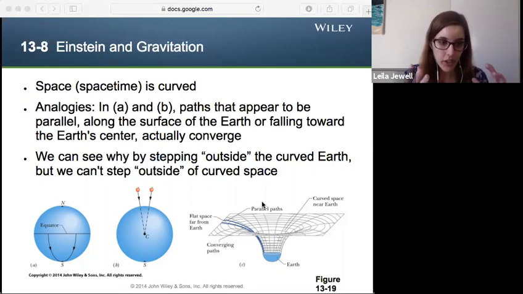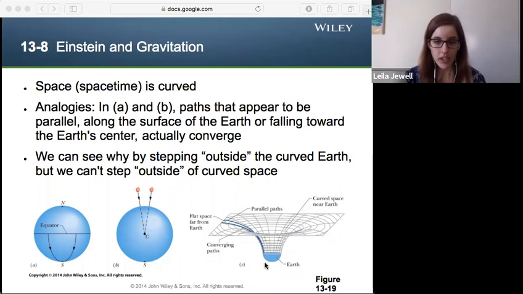Since we're not on those ships, we're outside the ships, we can see, oh, they're traveling on this curved surface. And so, based on that curved surface, they are going to get closer and closer as they're getting there, right? We're able to step outside the curved Earth to have some perspective on it. But we can't step outside curved space in the same way. We just have to imagine that maybe that is how things are.